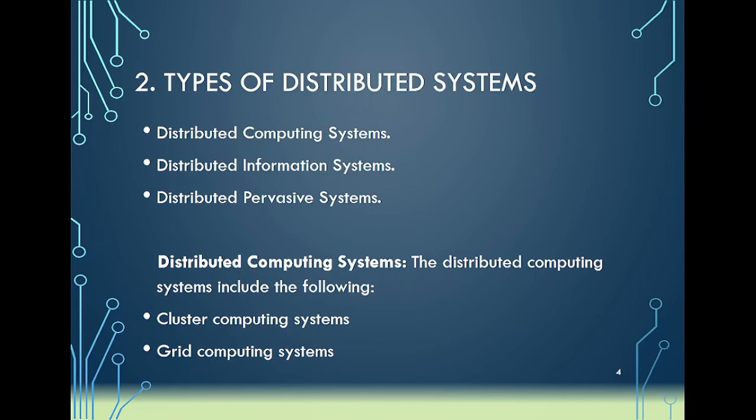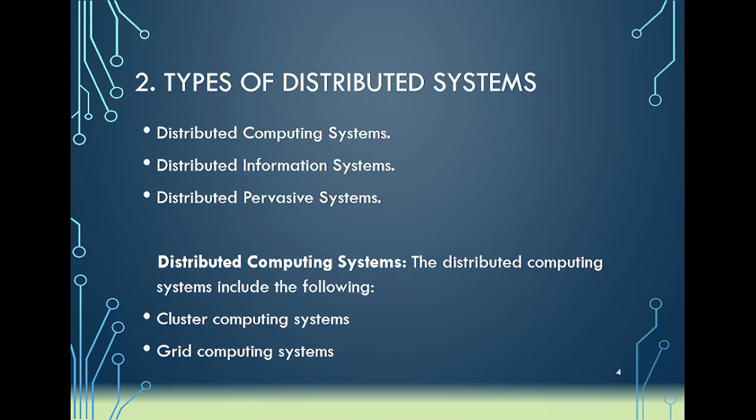So one common type of distributed system is the distributed computing systems, right? These refer to cluster computing systems. Cluster computing systems are a kind of homogeneous computing system whereby they rely on the same hardware and software in operation. And also we have grid computing systems whereby different computers rely on different sets of hardware and software in a networked environment. So that is computing systems.